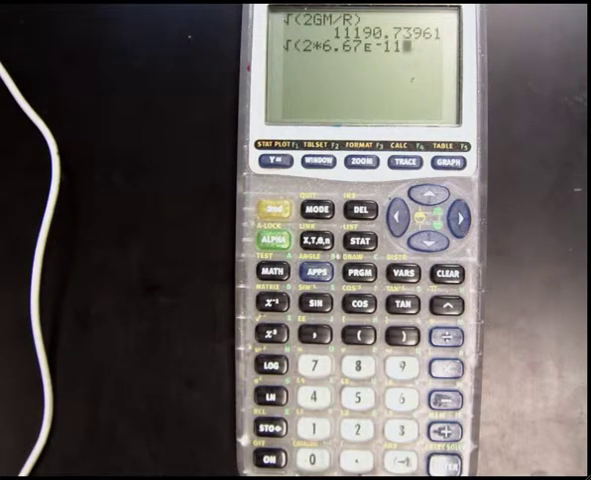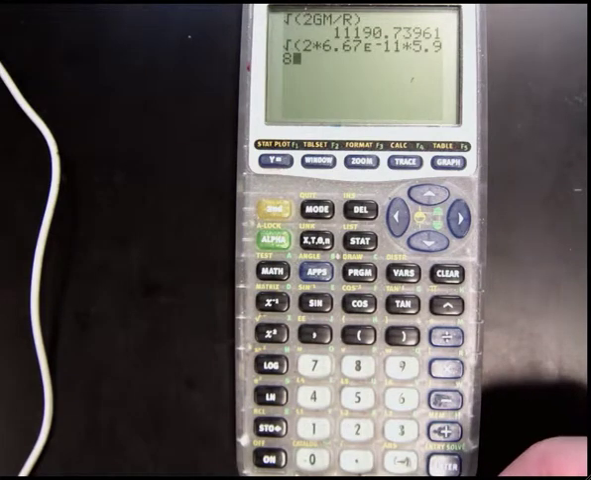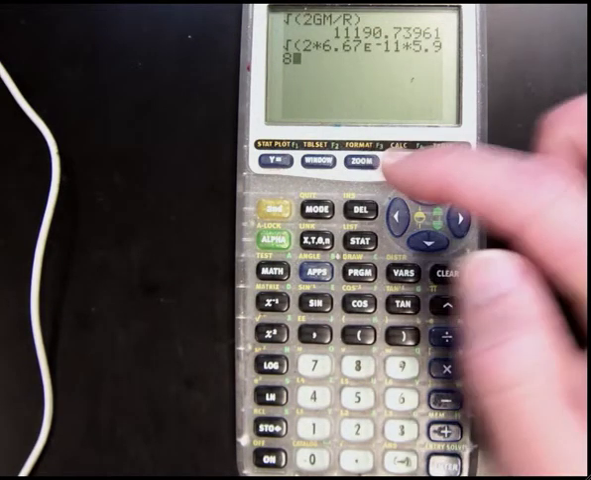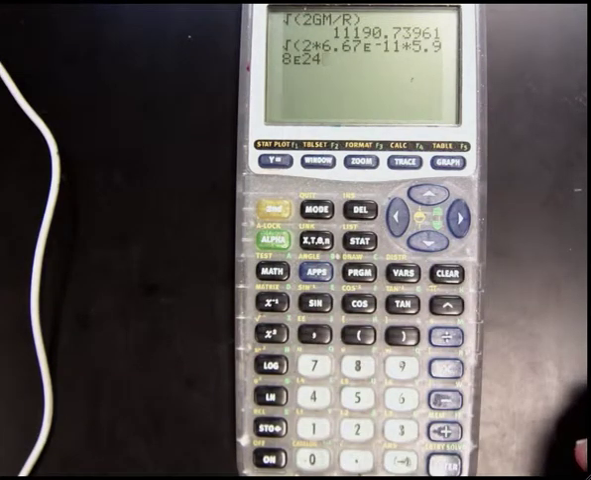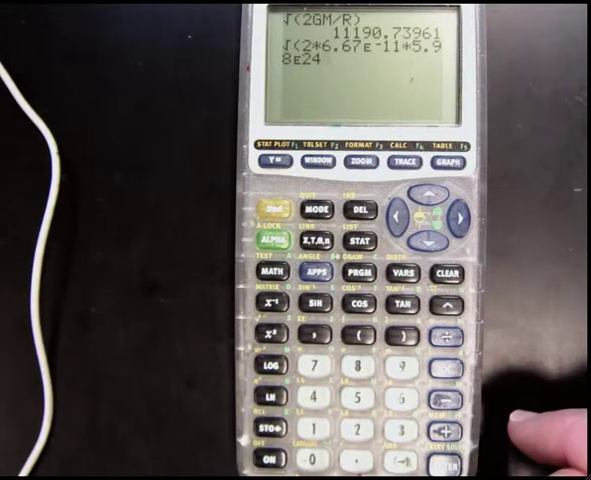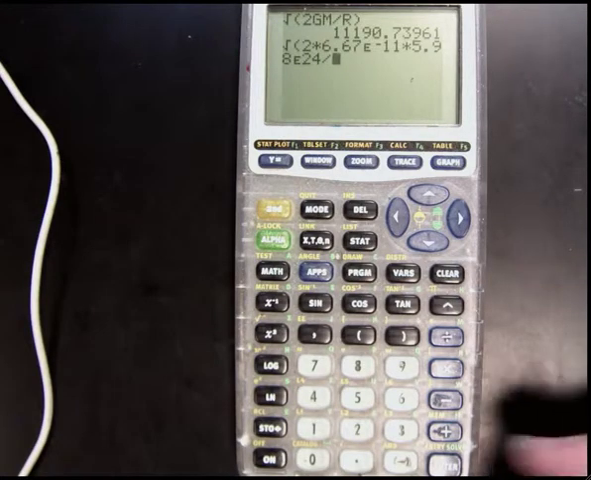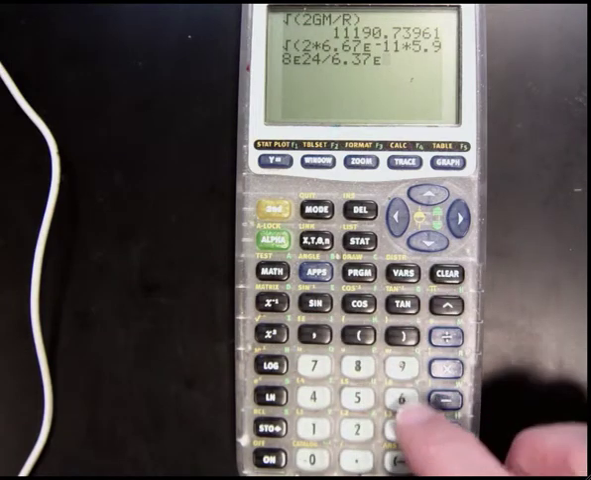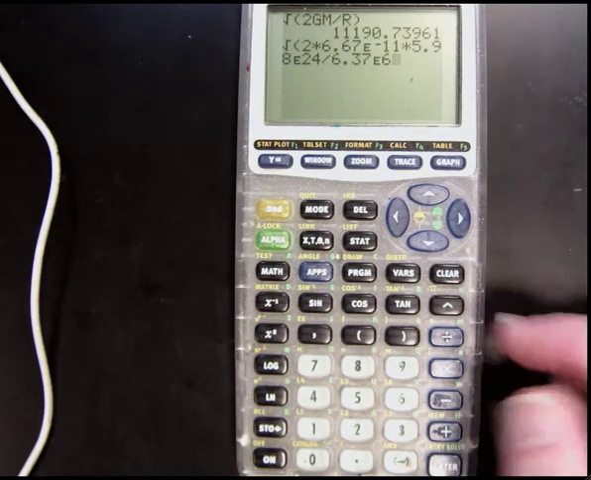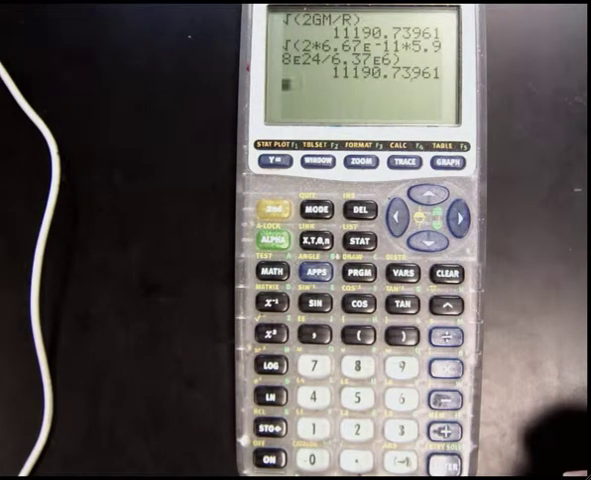Now I want to multiply by the mass of the Earth, so that's 5.98. Again, I want to use times 10 to the 24th, so I'm going to say second EE, and this time just 24. And then now we need to divide by the radius of the Earth. That is 6.37 times 10 to the 6 meters. 6.37, second EE 6. Again, not so important in this one, but it's a good habit to put a closed bracket there. And I get the same number I got using my alphanumerics.